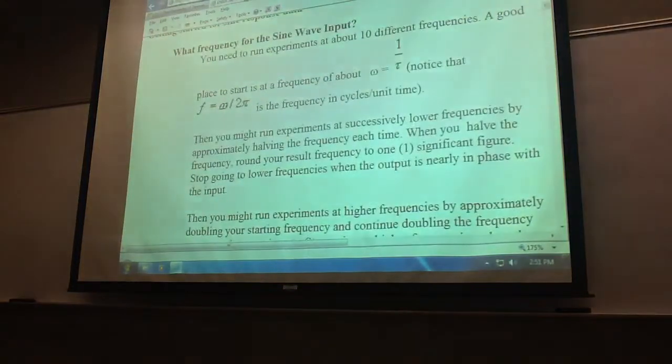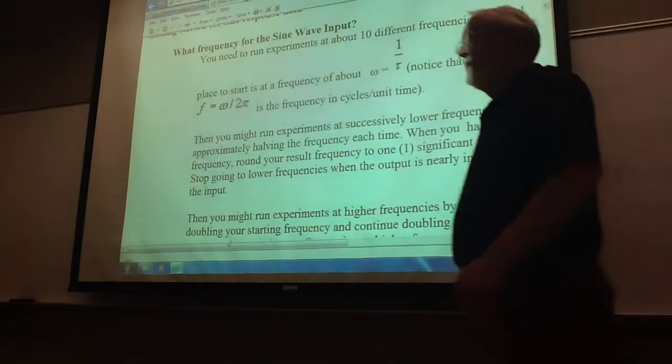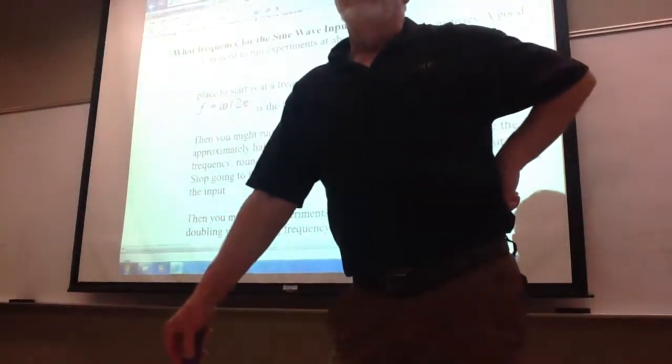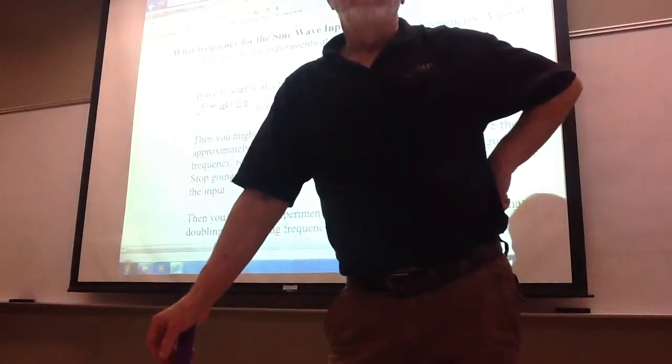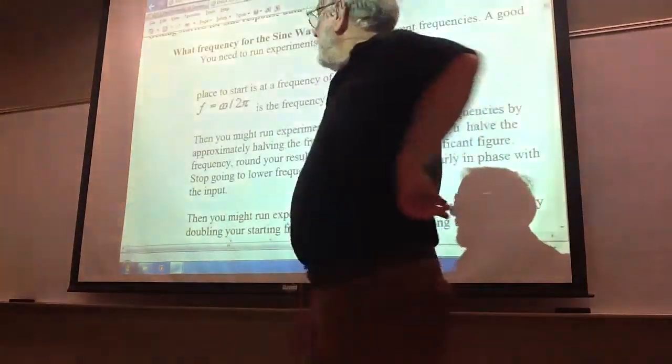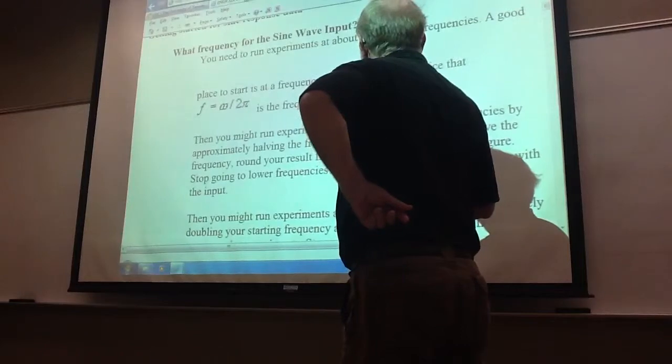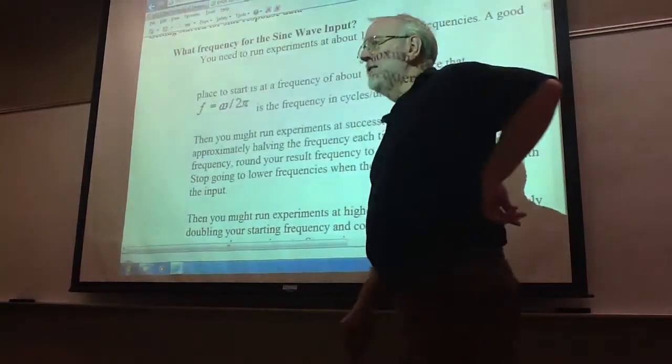Let's go back to here. So now, everybody take the reciprocal of that tau. You can use a calculator if you want to. Now that'll be the units of radians.